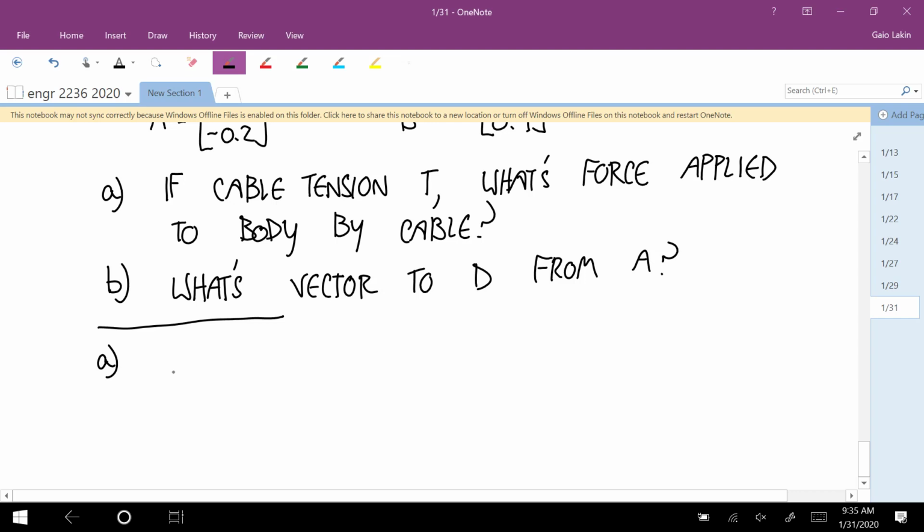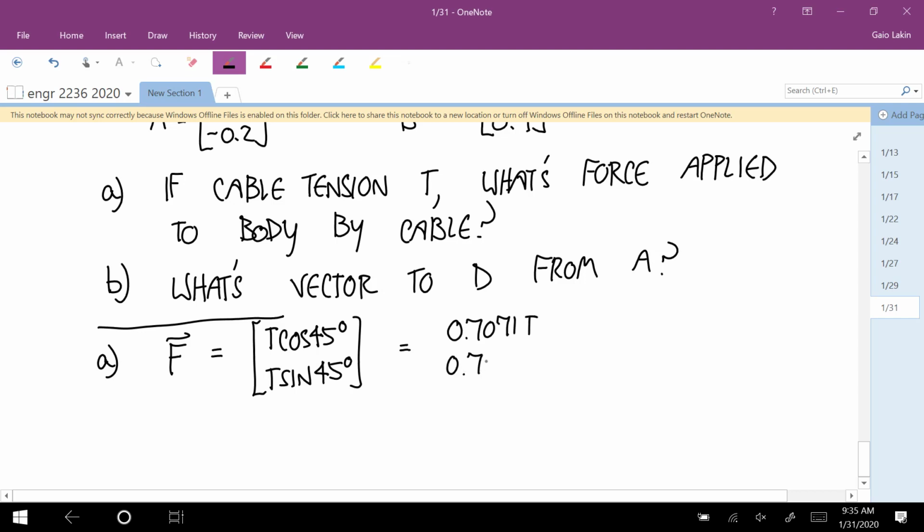So that force vector is T cosine of 45, T sine of 45. So 0.7071 T, 0.7071 T.